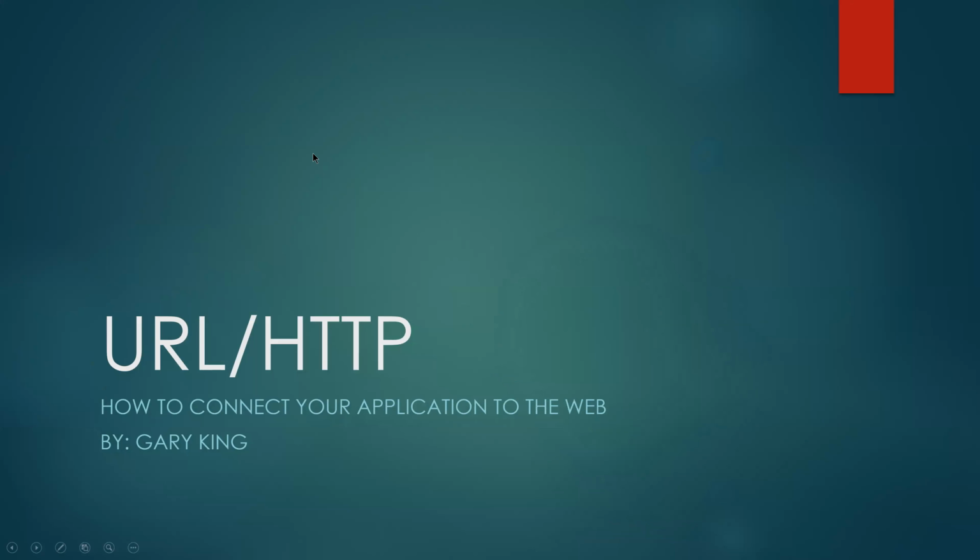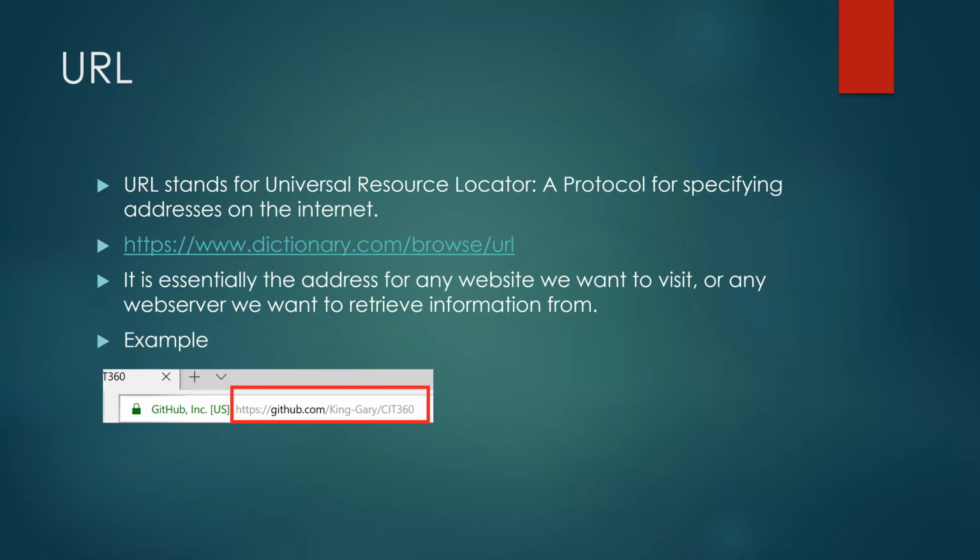Okay, so URL and HTTP is what I'm going to be covering. Let's start off with URL. URL stands for Universal Resource Locator. It's basically a protocol for specifying addresses on the internet, helping you take some words to get to a server and retrieve some information. I got this definition from dictionary.com, which is a great example of what a URL is.